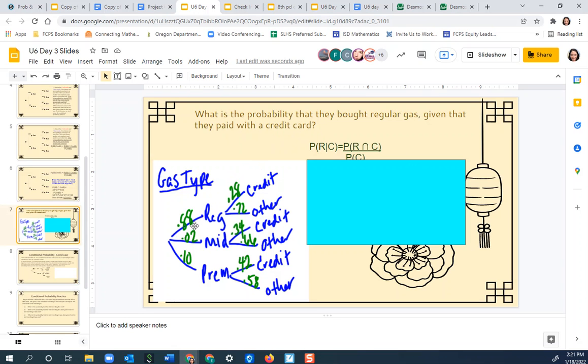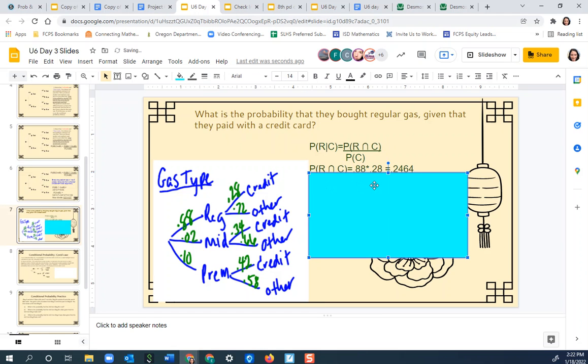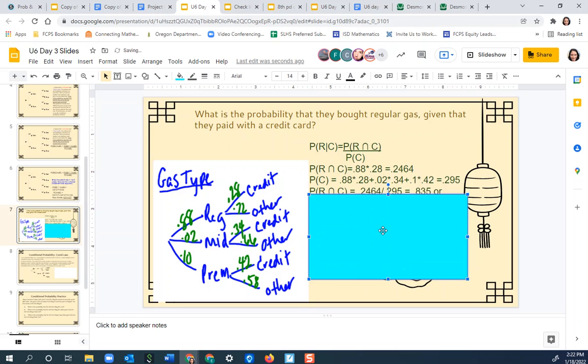So there's 3 ways that you could pay with a credit card. It could be regular credit card, mid-grade credit card, or premium credit card. This is the formula: the probability that they bought regular given that they paid with a credit card is the probability of regular and credit divided by the probability of credit. So regular and credit is right here. You're going to multiply those two together. Then we have to find the probability that they used a credit card, and that has 3 parts: the regular credit part, the mid-grade credit part, and the premium credit part. And that's going to be down here.